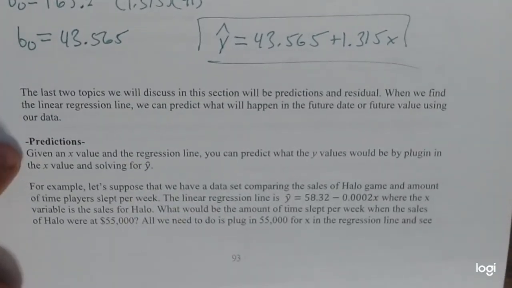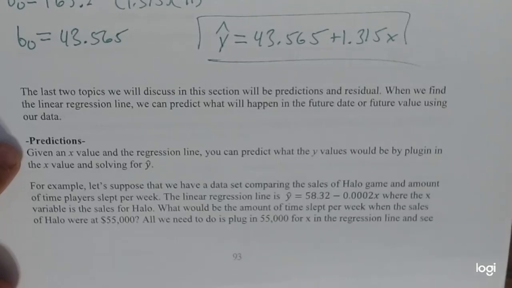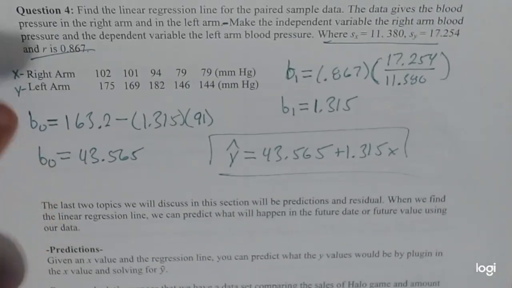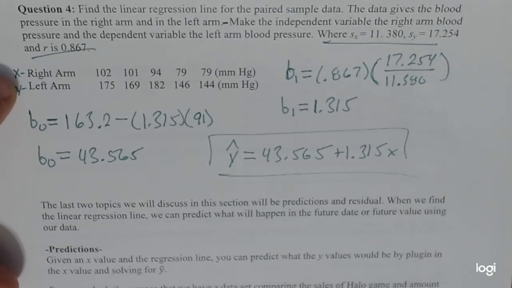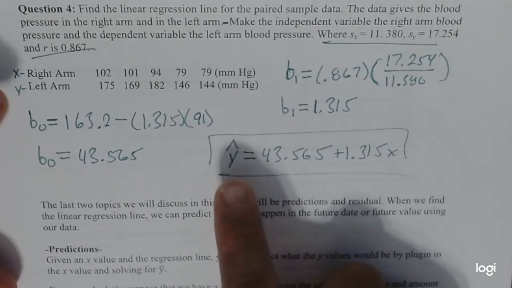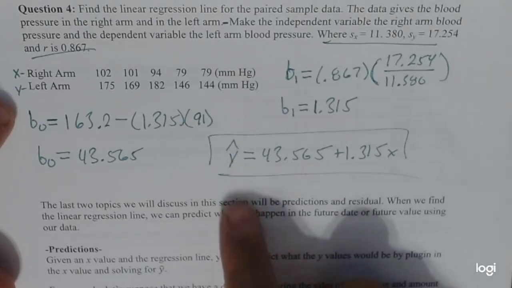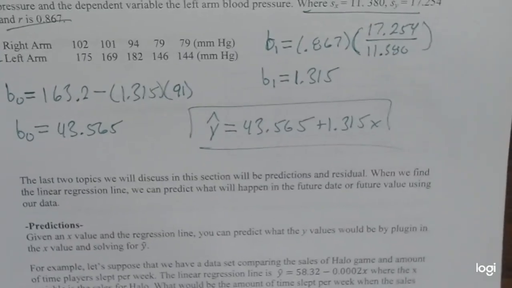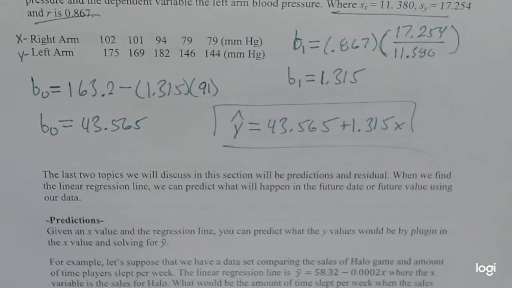Predictions: given an x value and a regression line, you can predict what the y value would be if you plug in the x and solve for y hat. So if a patient comes in, in this example, with a right arm blood pressure of, say, 107, since 107 is not on here, I can plug in x being 107 and predict what the left arm blood pressure would be on that patient. That's how it correlates. Stock markets are huge about this. You can think of the stock market crash and the house crash as big parts of predictions, and why these things happen.